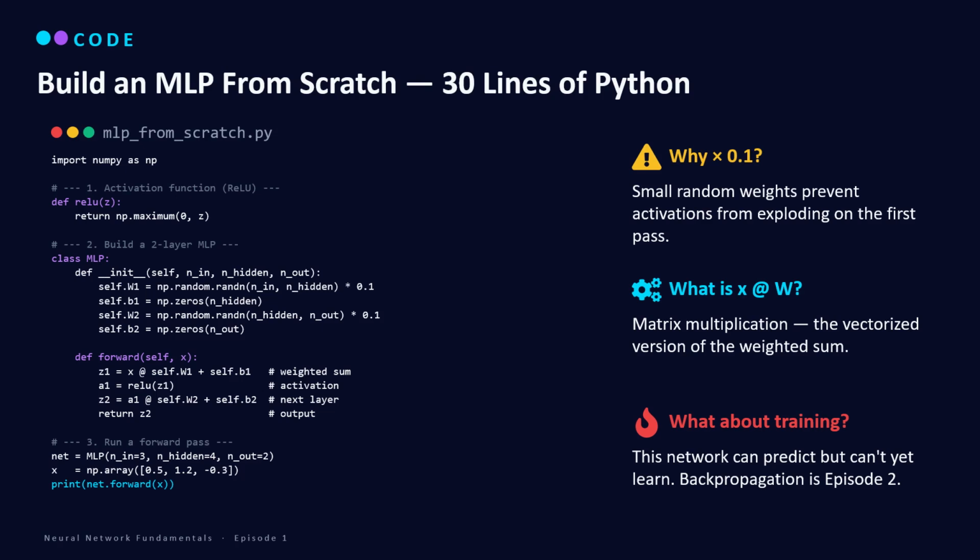Reading the code, you already understood more about AI than 90% of the people. But wait, this network can predict, but it can't learn. That is coming in episode 2.